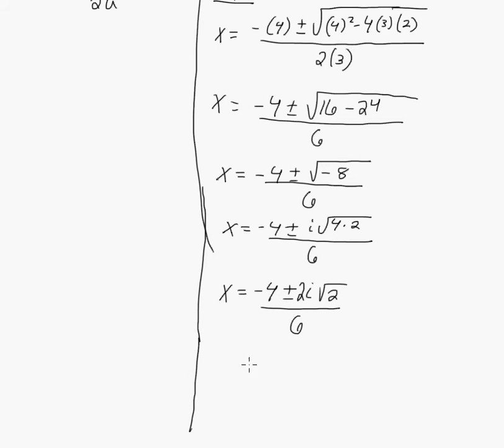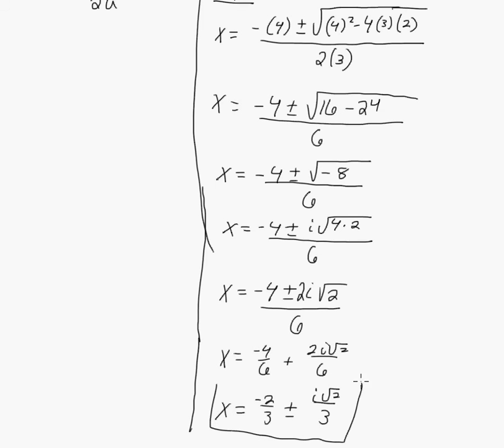Now we can just split this up a little bit. x equals negative 4 over 6 plus or minus 2i square root 2 over 6. Two is a number that divides into both 4 and 6, so x equals negative 2 over 3 plus or minus. Dividing 2 and 6 by 2, this is i square root 2 over 3. And that's our final answer to the solution to this original quadratic above.